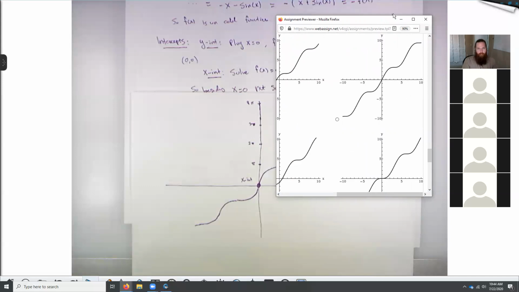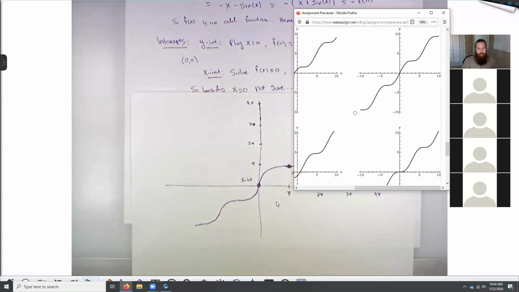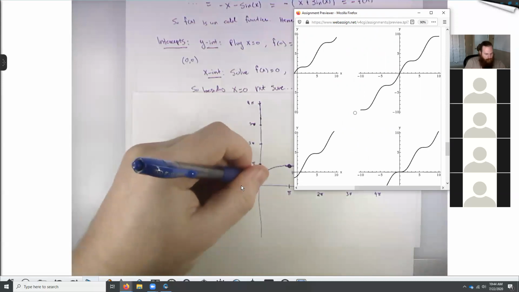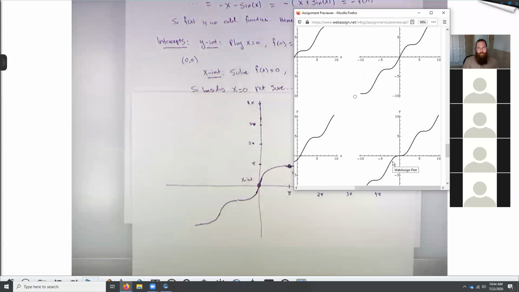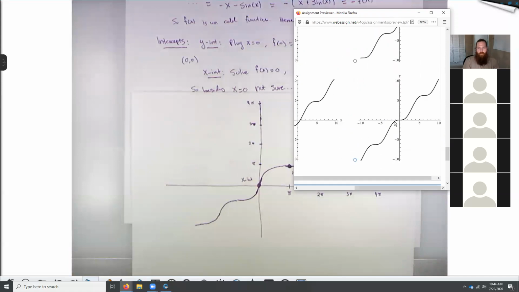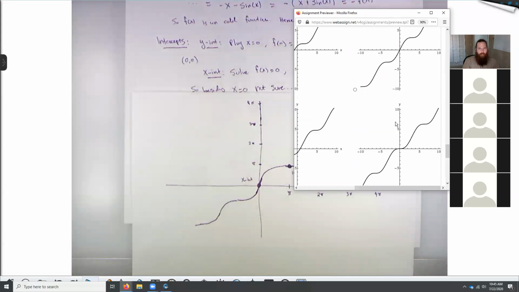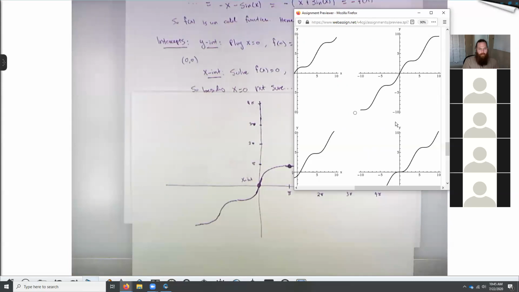I claim it's the top right. Because if you look at the origin here, I don't have a horizontal tangent line. But the bottom right guy does have a horizontal tangent line at the origin. F primed of 0 is not 0. F primed of 0 is 2. This guy has the correct slope at the origin. So this is a horizontally shifted version of my guy. My guy is this guy.